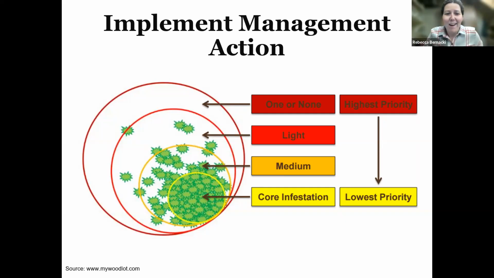Sorry about that, folks. So the core infestation is probably going to be our lowest priority. That's where it's going to be densest, and that's where it's going to be hardest to manage. However, we can have plants that are further away, and those represent a source for those seeds getting even further. So those are going to be our highest priority in those less dense areas to manage first.